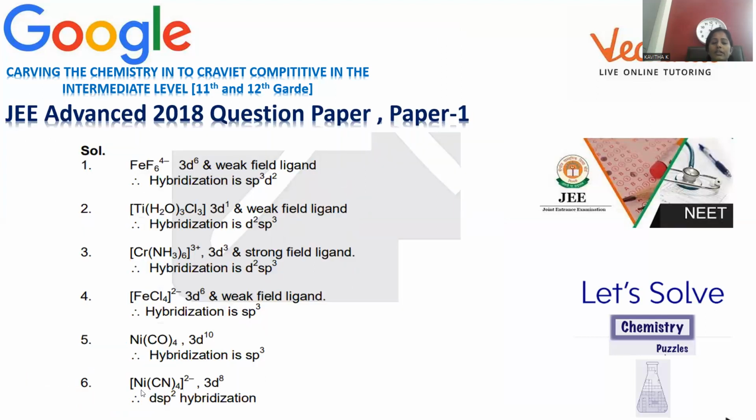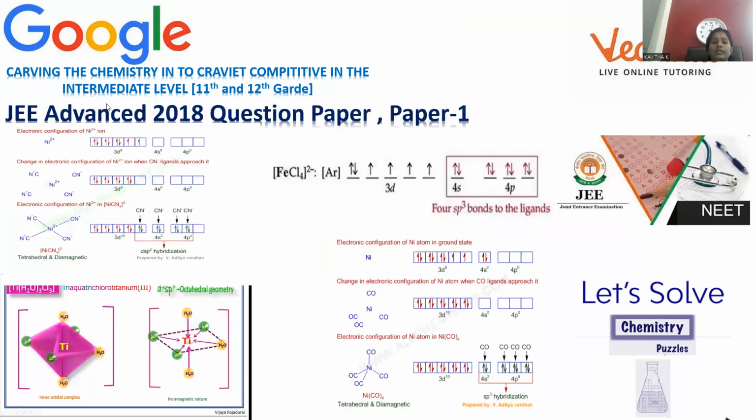Move on to the next one, nickel tetracyanide minus 2. Again we can go for nickel tetracyanide minus 2, in which nickel is in the plus 2 state. Nickel plus 2 means 2 s electrons are to be removed. Whenever 2 s electrons are removed, cyanide, what is the nature? Everybody is aware, CN is a strong field ligand.